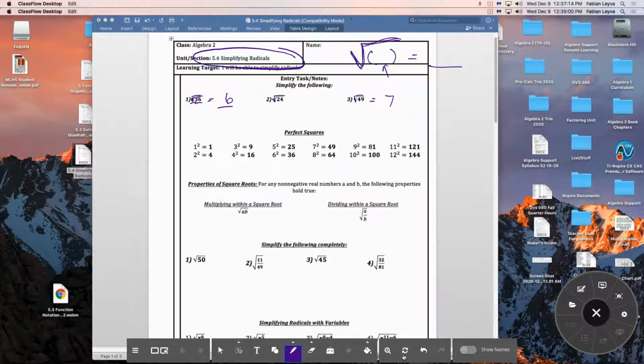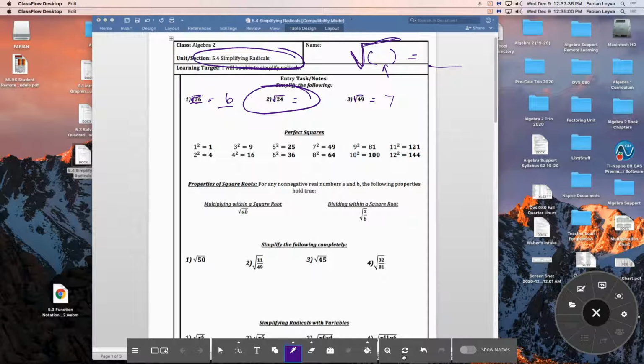Now, let's take the square root of 24. Does there exist a number that multiplies itself to equal 24? No, there's nothing, at least no whole number that does. There's probably something that adds, right? 12 plus 12 is 24. But again, we're asking ourselves what times itself. And that is our main goal today, to learn how to simplify problems like this.